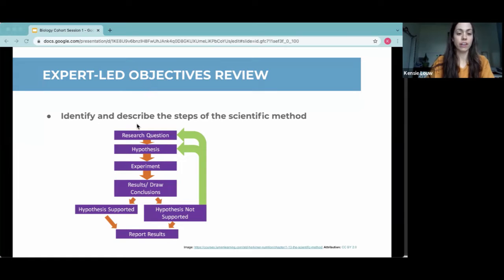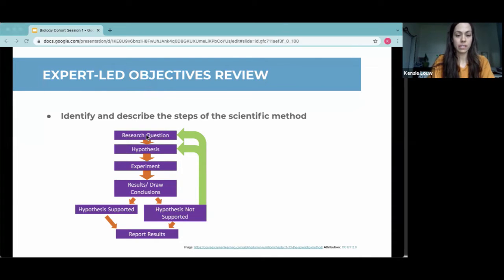And in general, there are about 6 steps. And these might be better referred to as elements because the order of these steps can be slightly different, or some steps can be combined, or some can be repeated again and again before coming to a conclusion. So let's go through them.